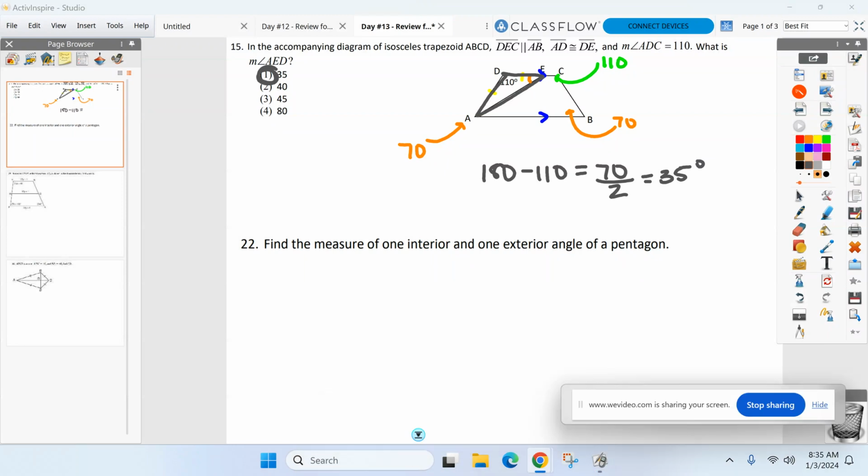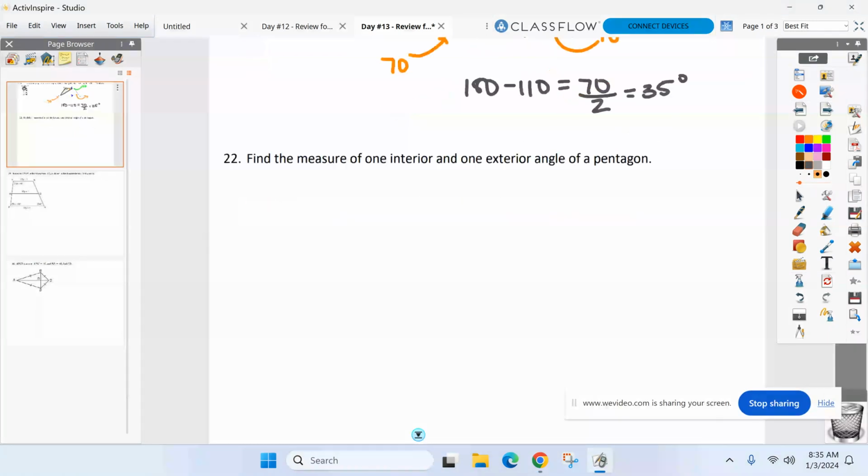All right, let's go to 22. 22, let's talk about interior and exterior angles. Can you add in a word here? Because I can't do the problem unless I add this word in. This is a regular pentagon. Regular pentagon: all the angles and sides are congruent. I can't do this problem without knowing it's regular.